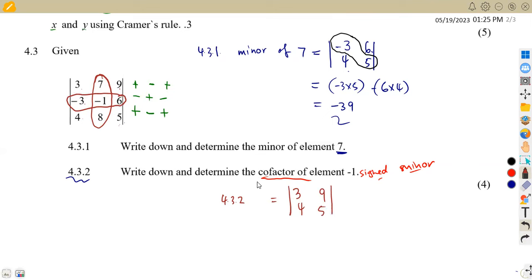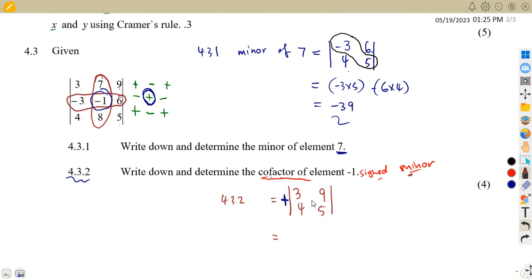But this part represents the minor of minus 1. So a cofactor now, which is a signed minor, is the one that we are going to take from the sign which corresponds with minus 1 here. Minus 1 is this part in the middle, which corresponds with this middle sign, which is the plus. So meaning to say, the moment you multiply by a plus like this, it's now a cofactor. In this case, it does not affect the minor, because multiplying by a plus does not change anything, which means the answer to the minor of minus 1 is the same as the answer to the cofactor of minus 1 because of this plus that we are having. But know that a cofactor is affected by the sign, okay?